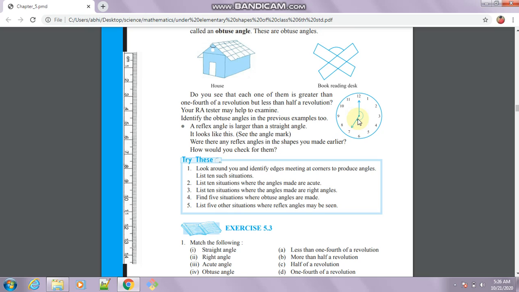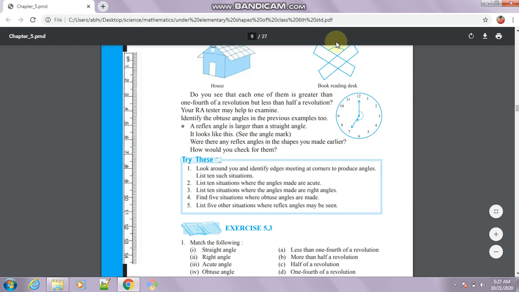Clear, students? An angle greater than 90 degrees we represent as an obtuse angle. Lesser than 90 degrees, we represent as an acute angle. More than 180 degrees, we represent as a reflex angle, correct? And one more angle is the straight angle, and the right angle.